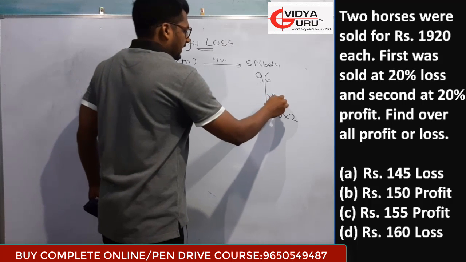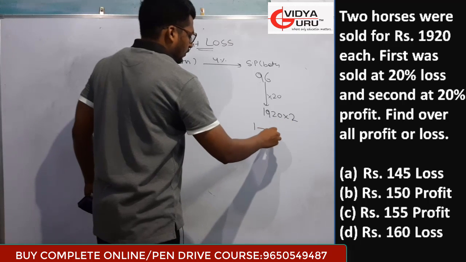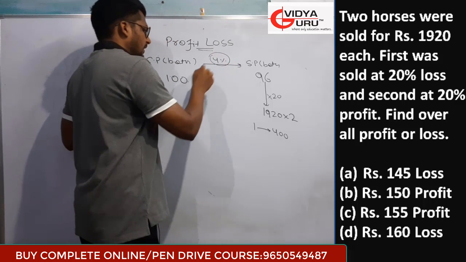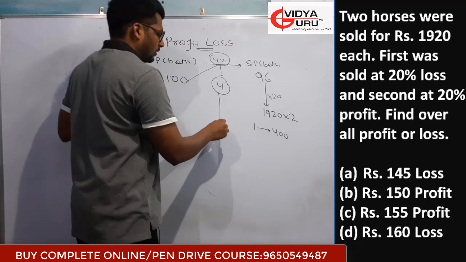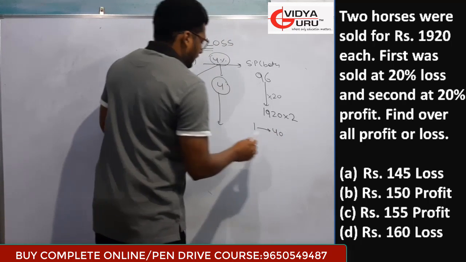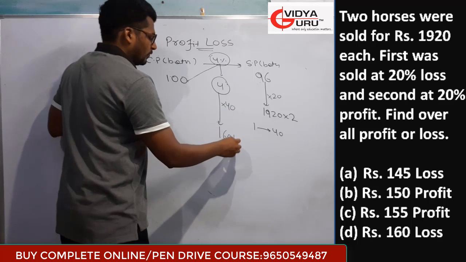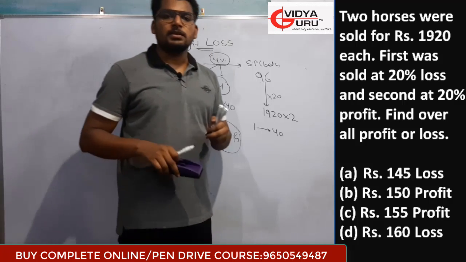96 is 20 times and 20 times 2 is 40. That means the value of 1 is 40. And how much loss is there? 4%. 100 is 4 percent loss, so we need to find out the value of 4. It will be 40 times 4, that means 160 rupees loss is there. 160 rupees loss is there.